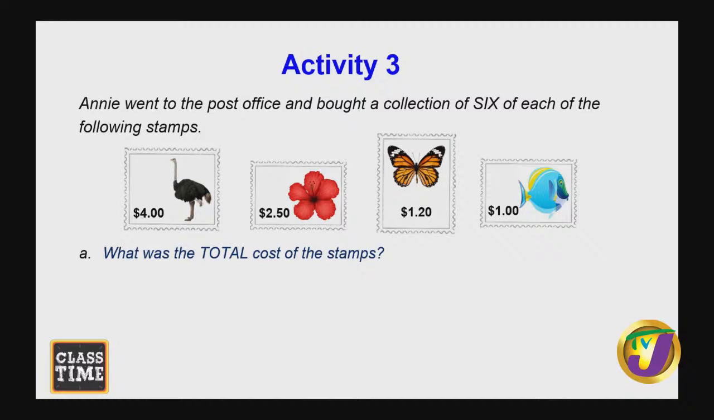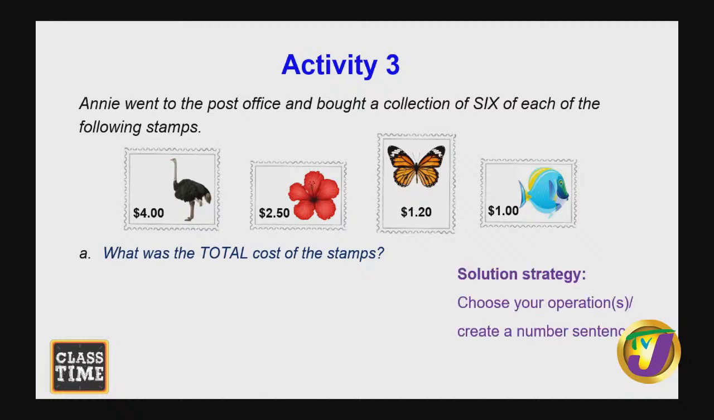Yeah, we can always use a number sentence. Choose an operation. Because this one is easy. We know she bought 6 of each stamp. So we could have found the cost for the 6 of each of the stamps. We could have multiplied that $4 by 6, and that $2.50 by 6, and each of those costs by 6. And then we could add up all of those values together.